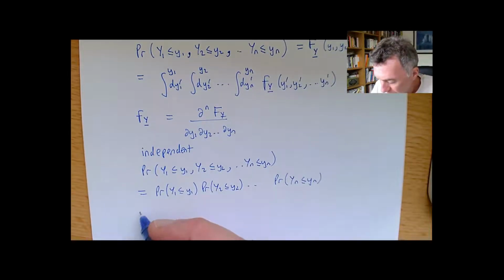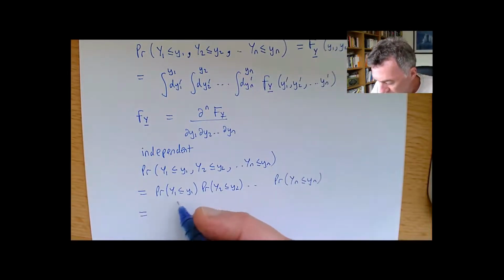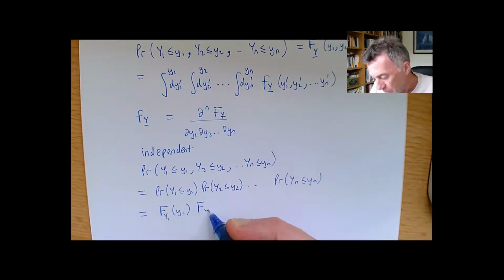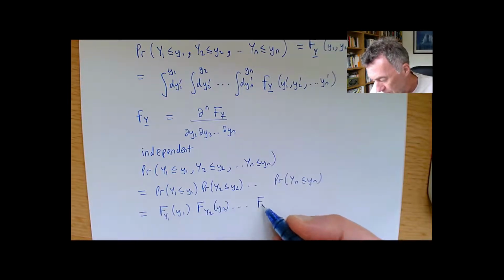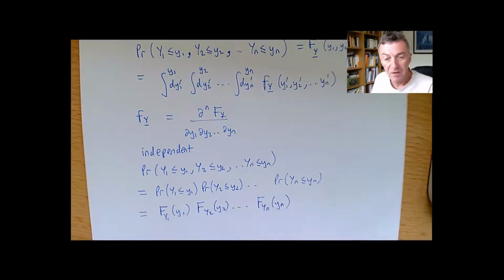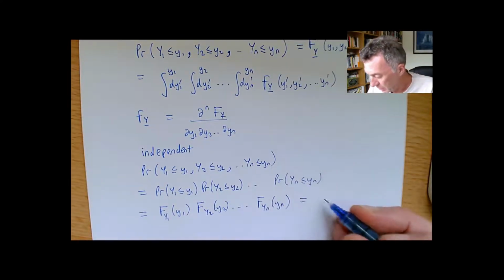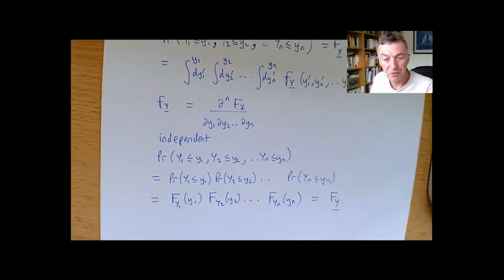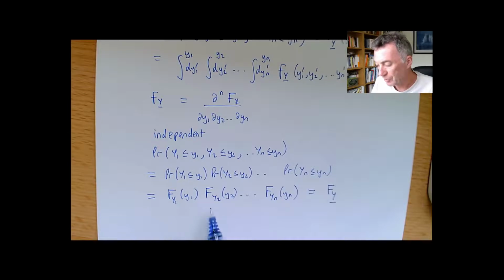So we could write that is basically now just the cumulative distribution function of the first variable. So we just write F of y1, the cumulative distribution of y1 taken at the value y1. Next one is F of y2 taken at y2, and so on, F of yn taken at yn. And that is our joint distribution function. So it's just a product of the distributions of each of them separately.